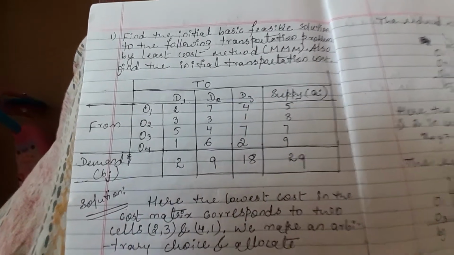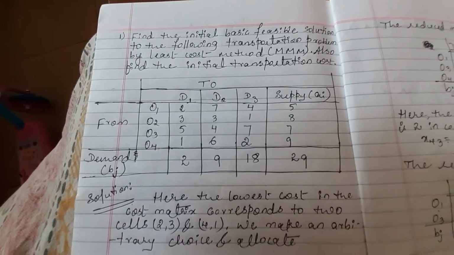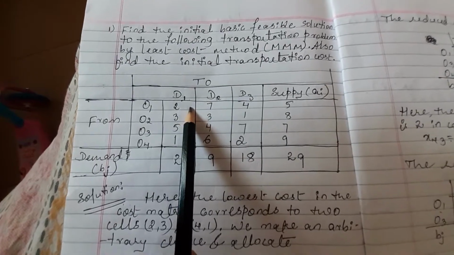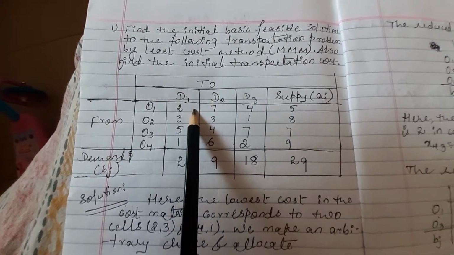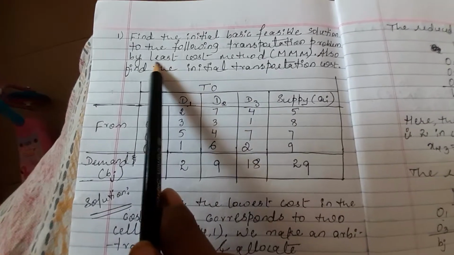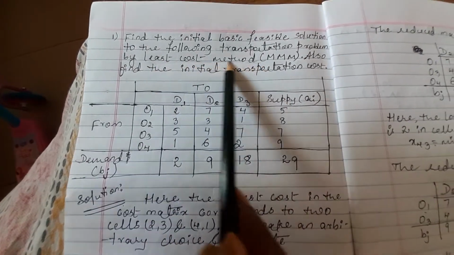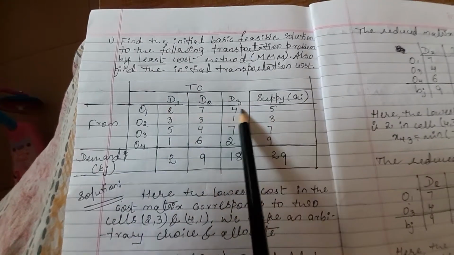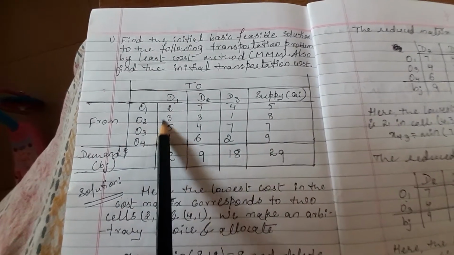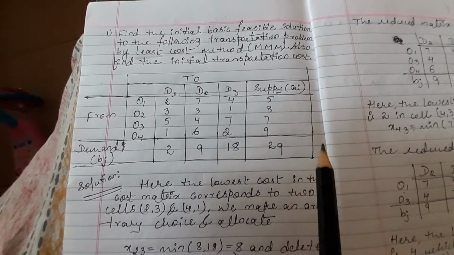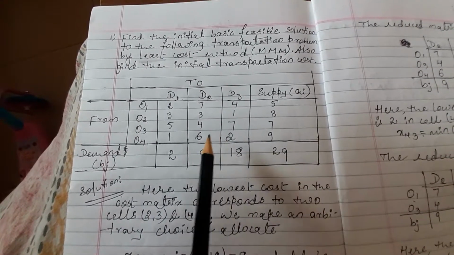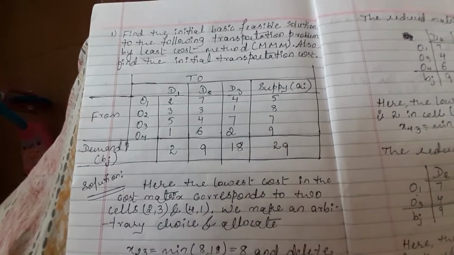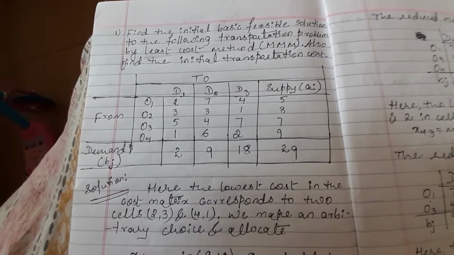Now, in case of the NWCR method, we used to start from the northwest cell, the first cell of the given example. But in this method, the least cost method, the name itself indicates that in the cost coefficients, you need to observe the minimum value, the least value, and you have to start by allocating the number of units for that least value.